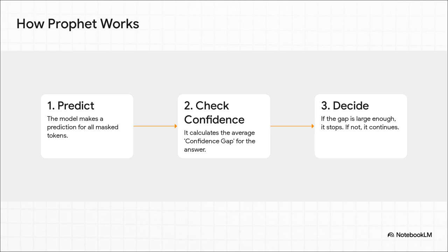And this sets up a really simple, elegant little loop. At each step, first the model makes its prediction, then Prophet steps in and checks the average confidence gap for the whole answer. If that gap is wide enough, meaning the model is really sure of itself, boom, it stops and spits out the answer. And if it's not sure yet, it just does one more refinement step and checks all over again.